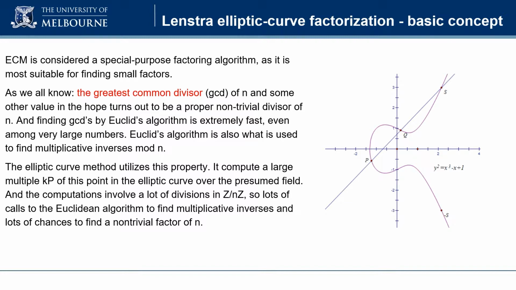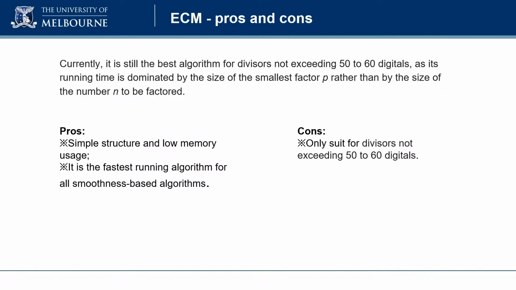It computes a large multiple kP of points on elliptic curves over the presumed field, and the computation involves lots of divisions in the field, so lots of calls to the Euclidean algorithm, which increases the chance to find a non-trivial factor of n. Currently, this is still the best algorithm for divisors exceeding 15 to 16 digits. Its running time is dominated by the size of the smallest factor p, rather than by the size of the number n to be factored.